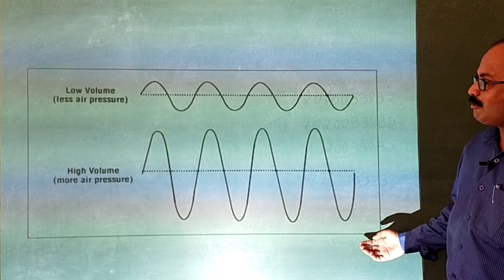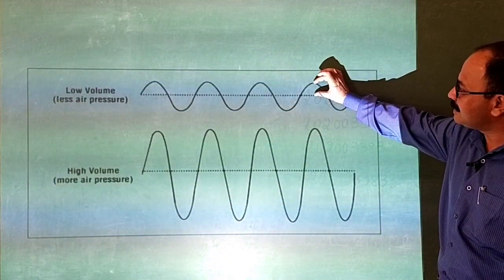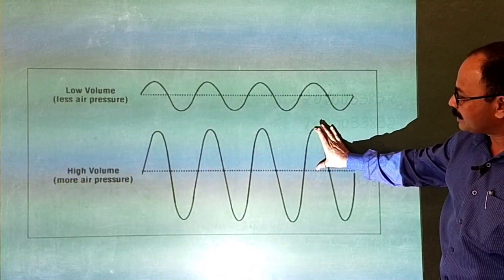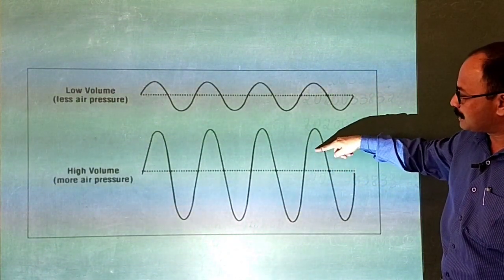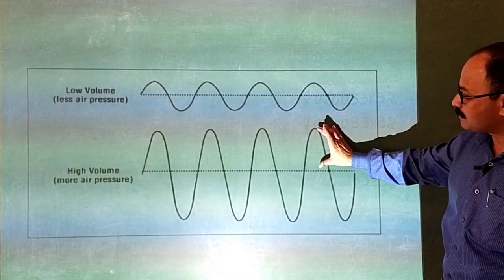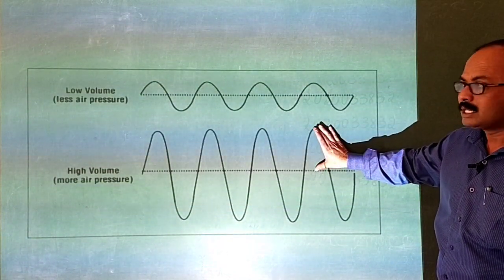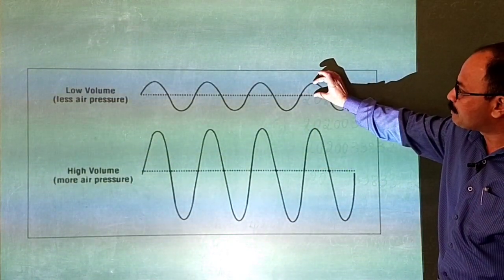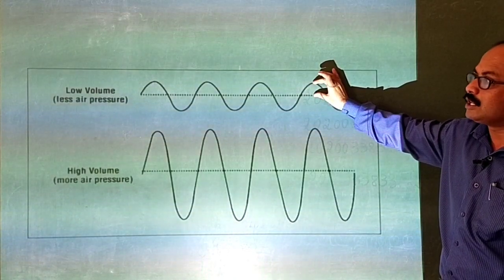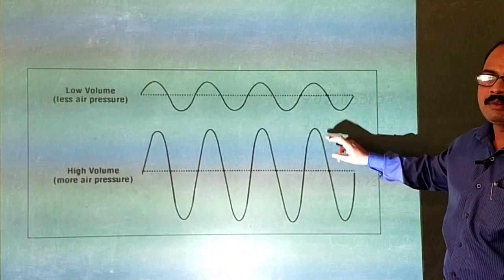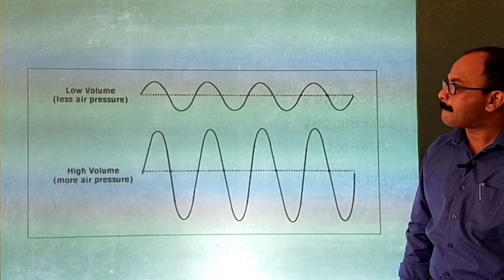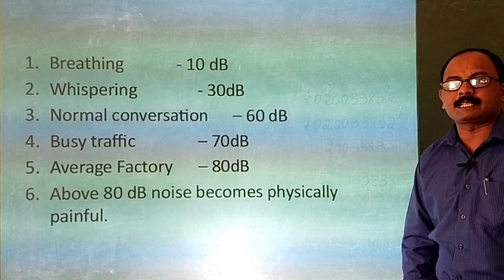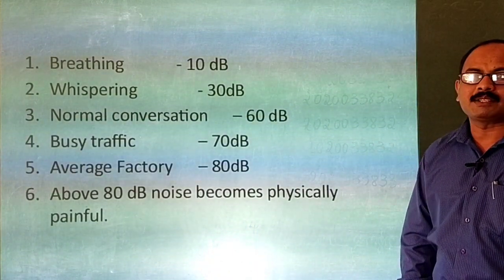Quiet and loud. Low volume, high volume. See here, this is the amplitude level. This is the amplitude, the maximum displacement of the wave from its mean position. Height of the wave is more, therefore loudness becomes more. The amplitude becomes less, therefore low volume. Then, the loudness of the sound is expressed in terms of decibels, as we have seen, children.